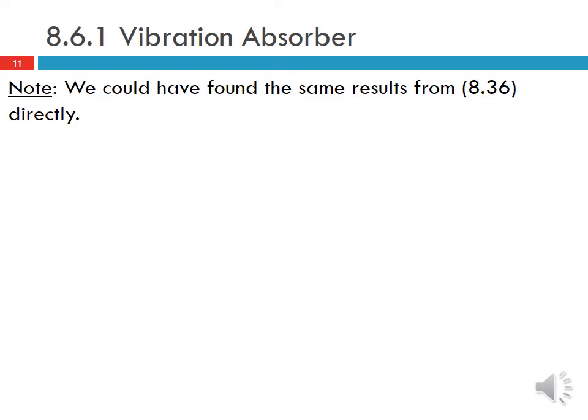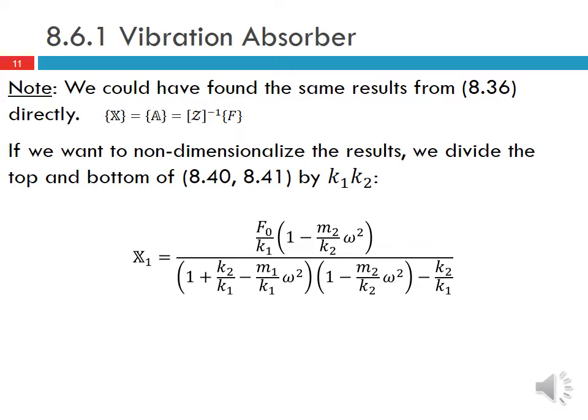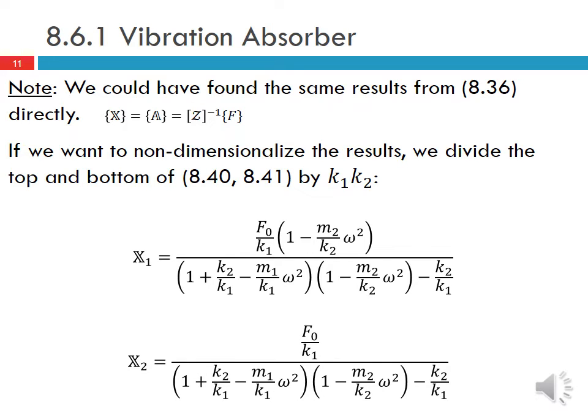So we could have found the same result from 8.36 directly, because 8.36 was that x, our a, is equal to z inverse f. Now, if we want to non-dimensionalize the results, we can divide the top and bottom by k1, k2, so that this is the form of our x1 and x2 now.